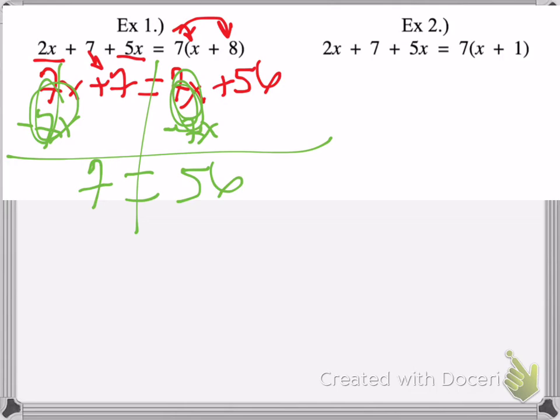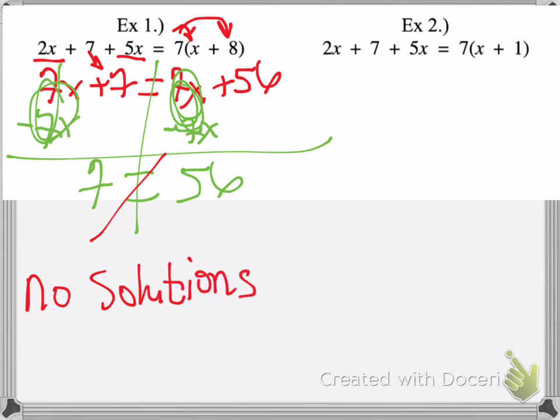Well, does 7 equal 56? It doesn't. So we're going to put a slash through that equal sign because that is not true. That can never happen, and that means there are no solutions. So you do need to write it out, no solutions.